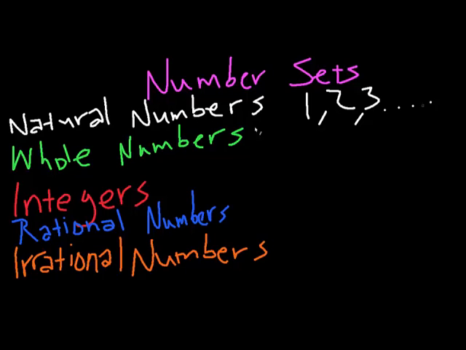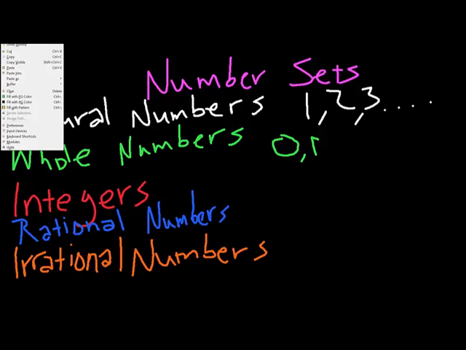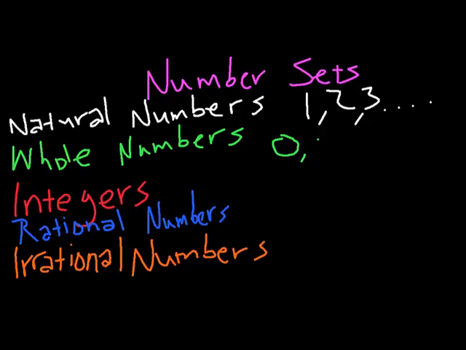Okay, guys? So let's move on to the whole numbers. What are the whole numbers? Whole numbers are exactly like natural numbers, except we add in the 0. And that is all you need to remember for whole numbers, okay? So I'm going to put 0, 1, 2, 3, etc.